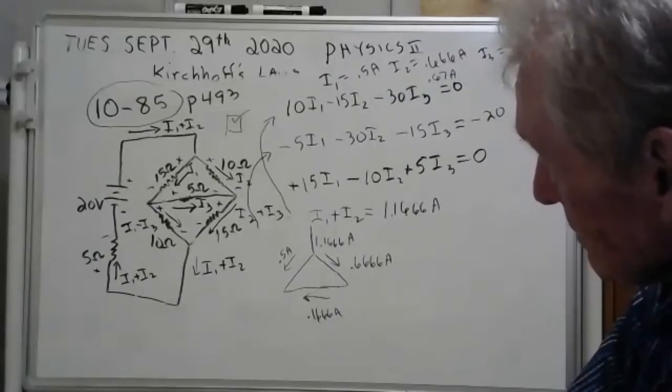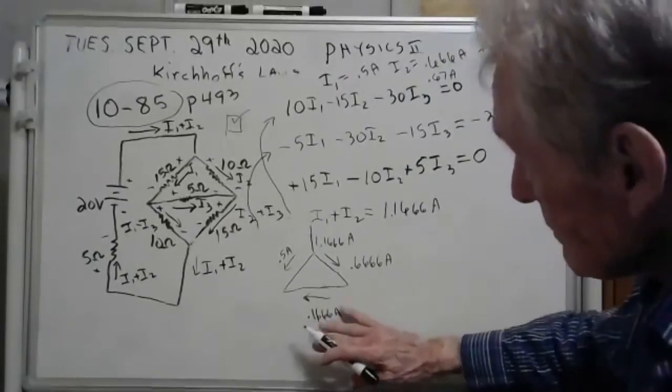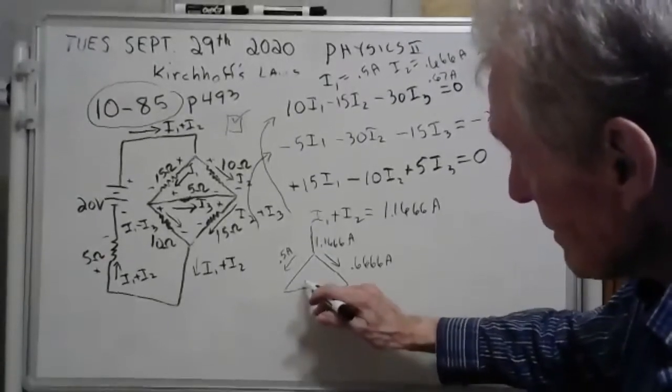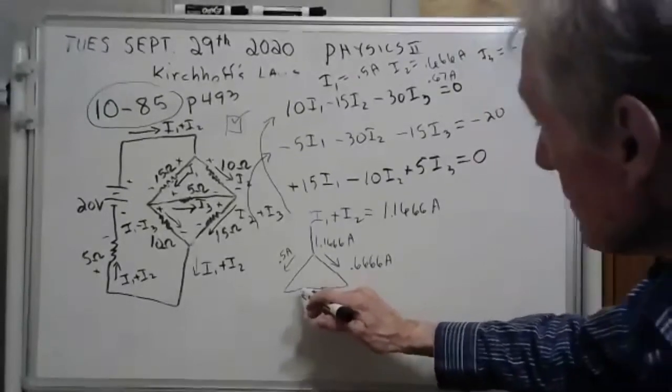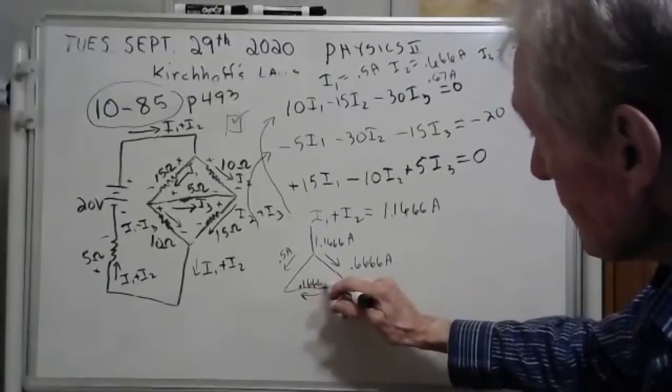Okay, well, what does that make? Well, let me write that where I can see it better. Going this way, we have 0.1, a whole bunch of sixes. There we go.